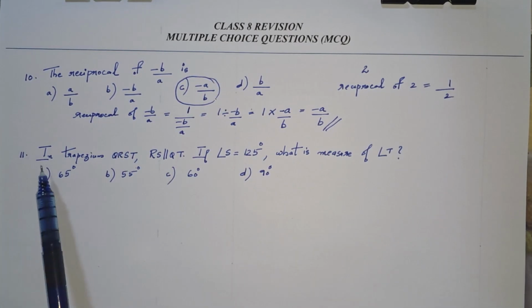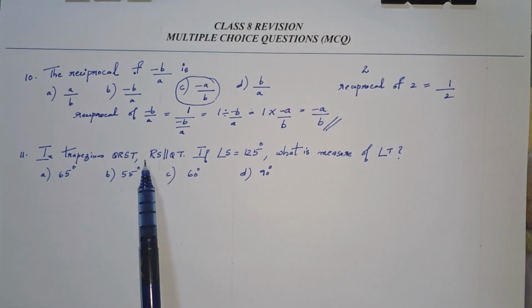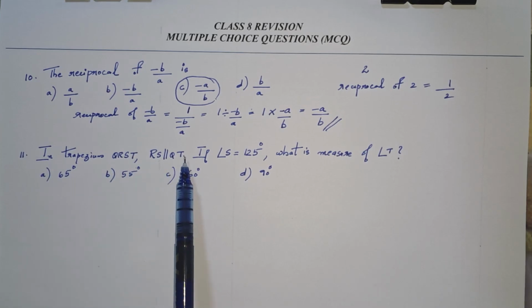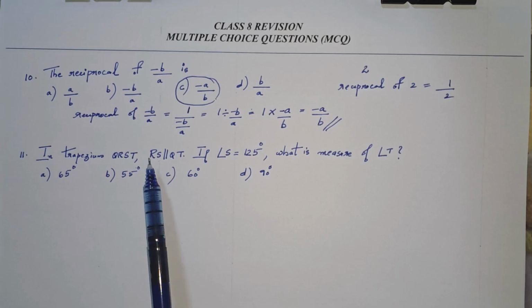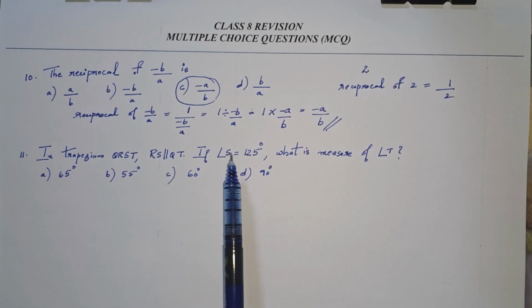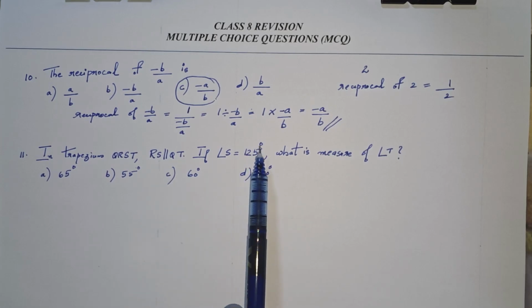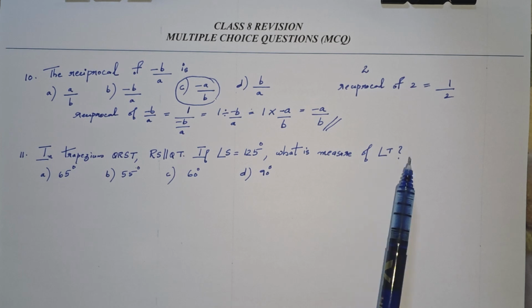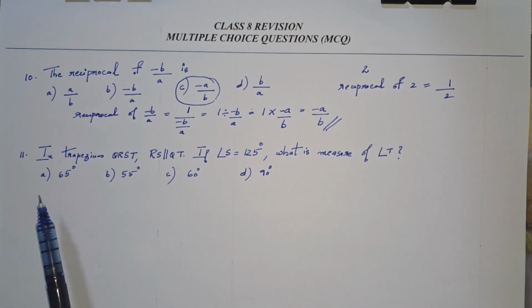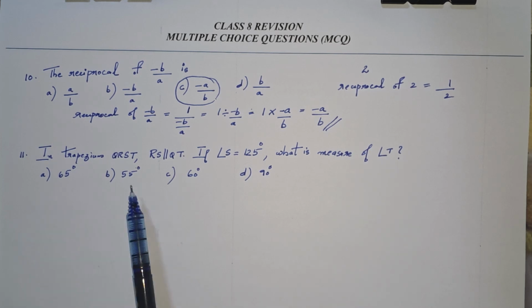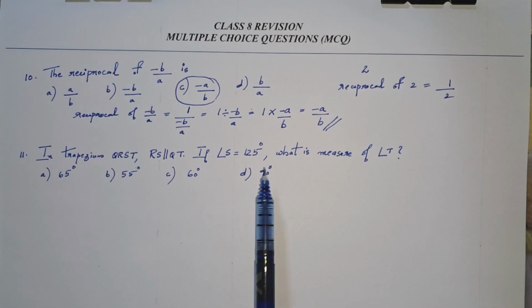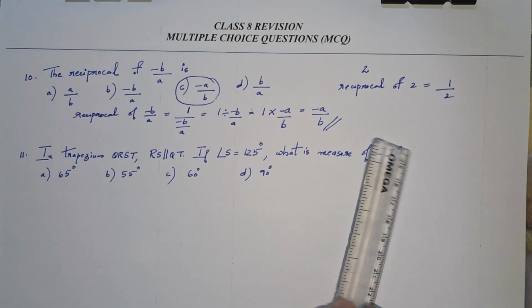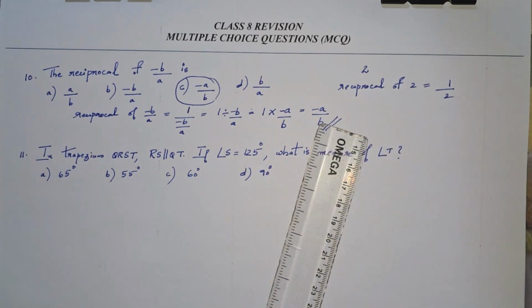Next question says, in trapezium QRST, RS parallel to QT. This is the sign of parallel. RS parallel to QT. If angle S is equal to 125 degree, what is the measure of angle T? Options are 65 degree, 55 degree, 60 degree, 90 degree. Now, to make the visualization easier, we can draw the figure.